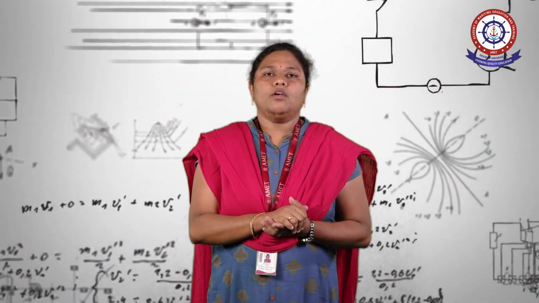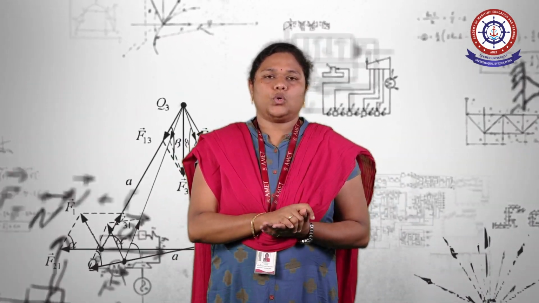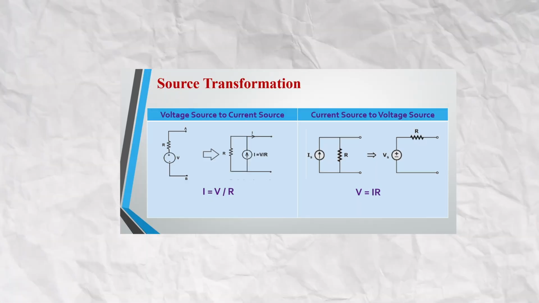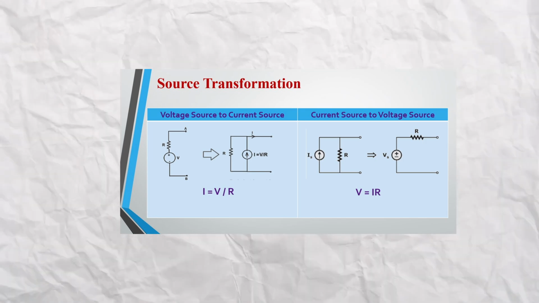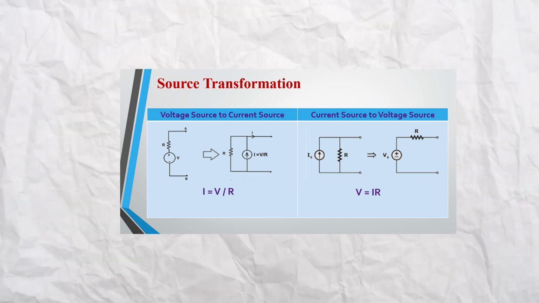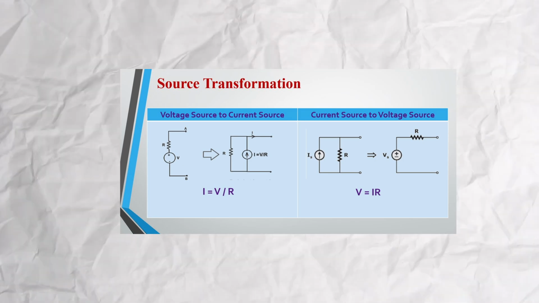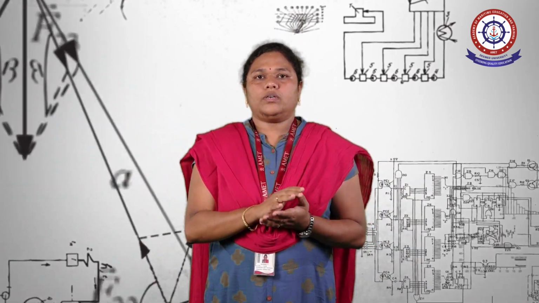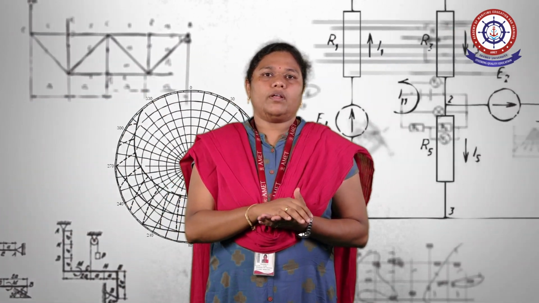Source transformation is, for example, if you have a voltage source in series with a resistance, that voltage source can be converted to a current source, in which the resistance will be in parallel. So in a voltage source we have the resistance in series, whereas in a current source we have the resistance in parallel, and vice versa. For current to voltage transformation also, for the current source we have the resistance in parallel, whereas for the voltage source we have the resistance in series. Then we'll move on to power and power factor.